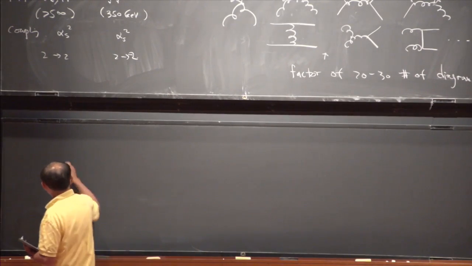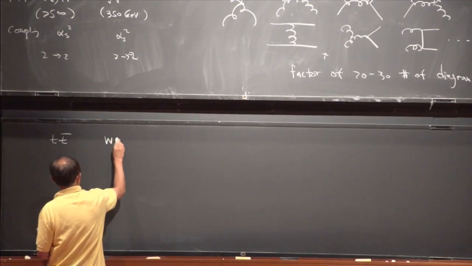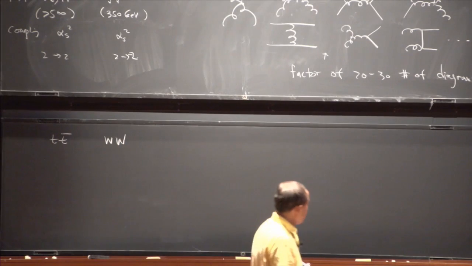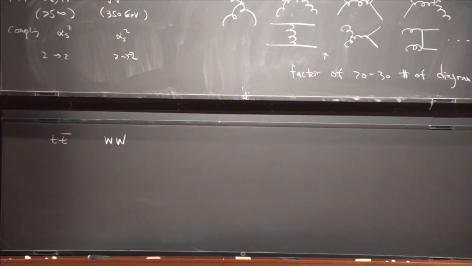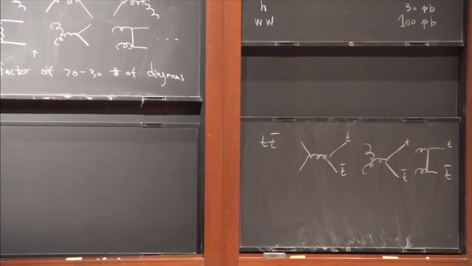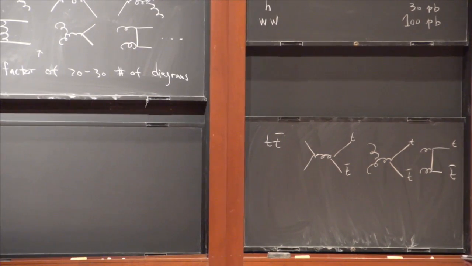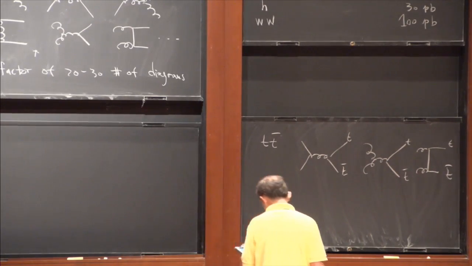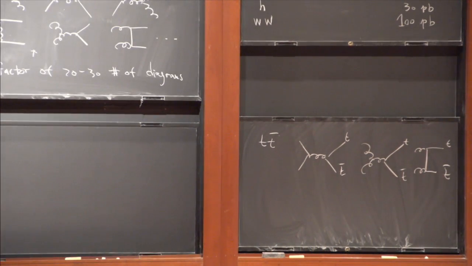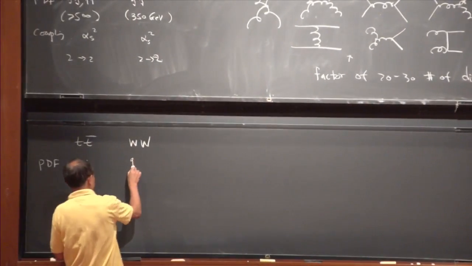Okay, let's compare TT bar with WW. Let's compare these two cross sections. TT bar is again close to a nanobarn, and WW is close to 100 picobarn. So now the question is, can we try to understand this? Again, TT bar, I would say, is mostly coming from glue, so let's say PDF. And WW is mostly coming from QQ bar.